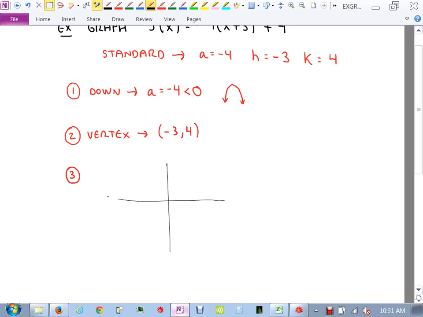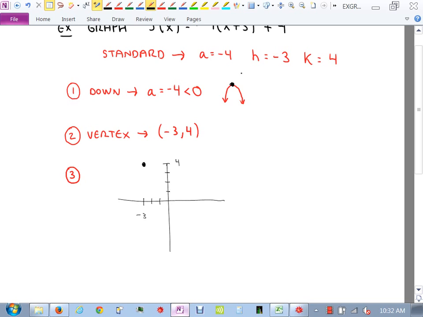And to do my quick sketch, I'm going to start by plotting the only point I know. The only point I know is what? The vertex, which is negative 3, 4, which means to the left 3, up 4. 1, 2, 3, 1, 2, 3, 4. I know that that point is on my graph. But it's not just any point, right? It's the highest point, isn't it? So that corresponds back up on that picture I drew up there. That's that black dot right there.